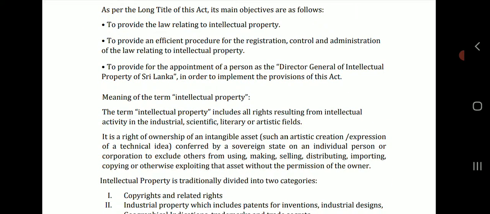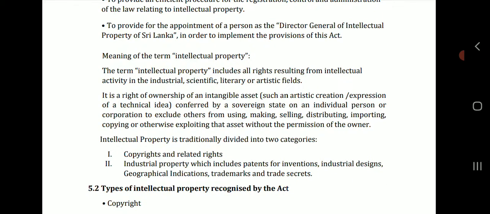So this Act provides an efficient procedure for the registration, control, and administration of the law, under the Director General of Intellectual Property of Sri Lanka. The meaning of intellectual property covers rights arising from intellectual activity in the industrial, scientific, literary, or artistic fields. So in a business logo, business manufacturing things, scientific research, literature, the books or poems that they wrote, artistic works like the arts that you draw, the potteries, up until music works. Anything related to these categories will be protected under intellectual property. But first of all, you have to register whatever creation or invention you have. Make sure you register it prior to other parties, because if they register before you, they will have the ownership.